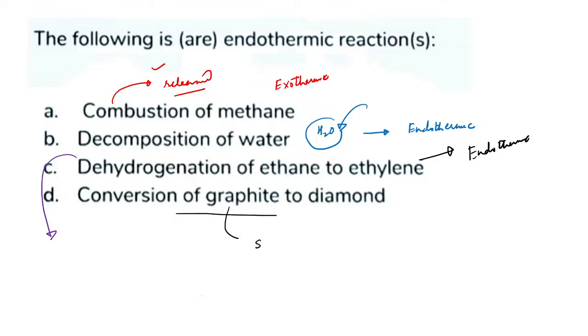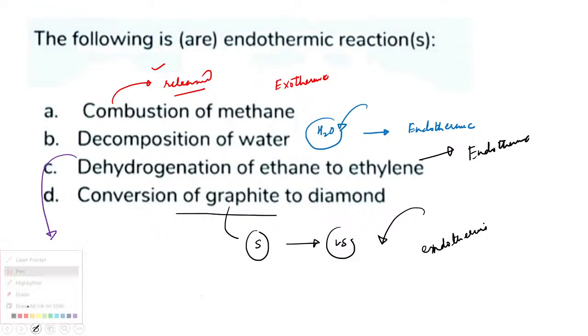So when you are converting a stable molecule to an unstable one, you have to give an external amount of energy. So this process is also endothermic in nature. So the correct answers are options B, C and D. Is it clear to all of you? So B, C and D are your endothermic reactions.